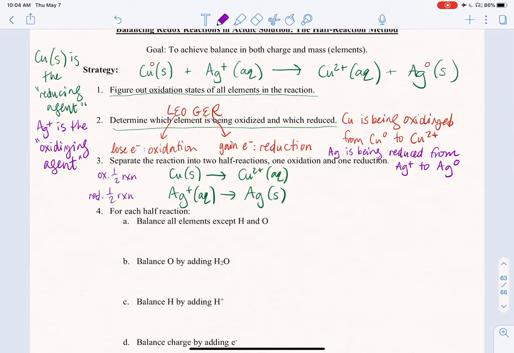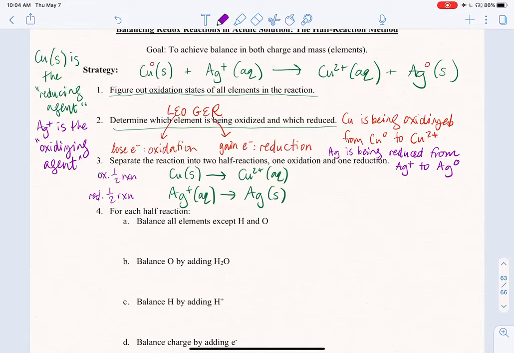Okay, half reactions are purely a conceptual construct that you use to help you balance reactions. Half reactions cannot happen by themselves. You can't have reduction without oxidation and vice versa. The electrons have to go somewhere. But these are just a tool that we use to balance redox reactions. So we have the oxidation half reaction and the reduction half reaction.